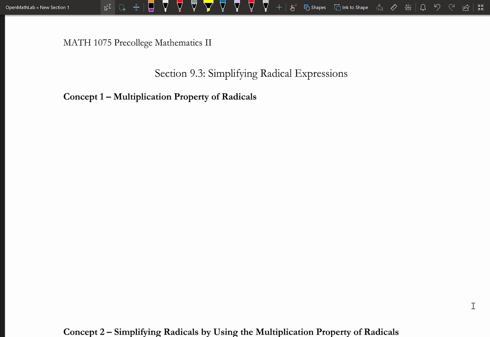All right, so we're ready for section 9.3, simplifying radical expressions. So the very first concept we want to look at is what's called the multiplication property of radicals.